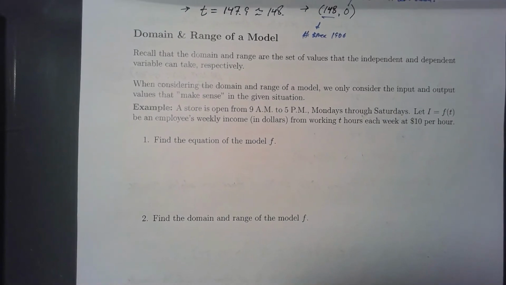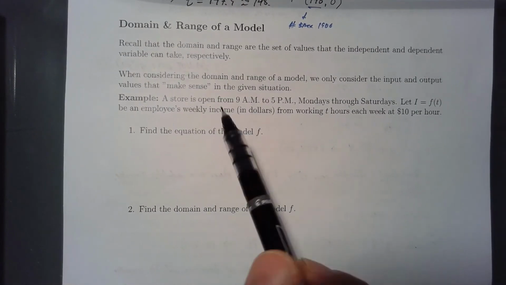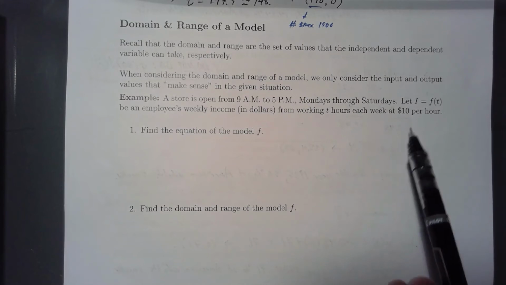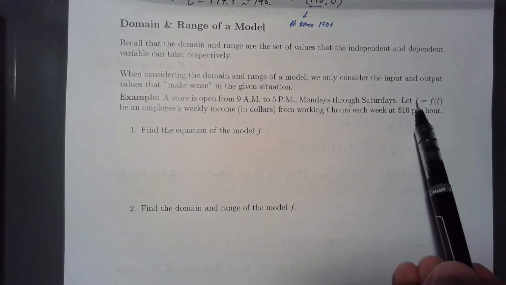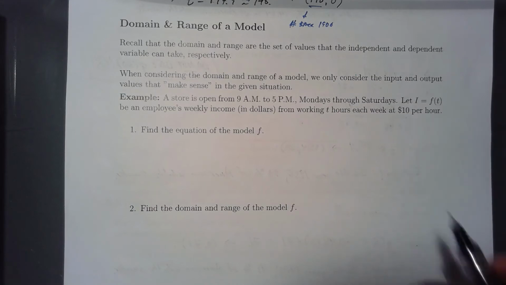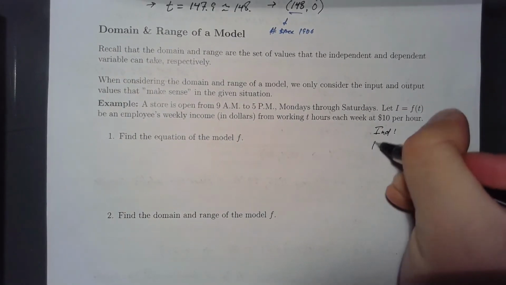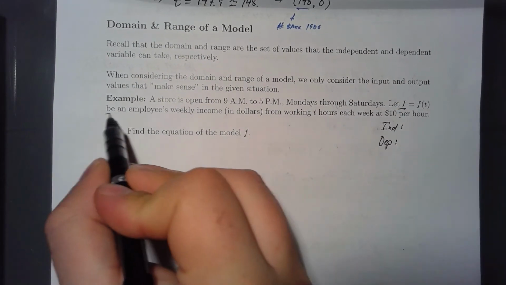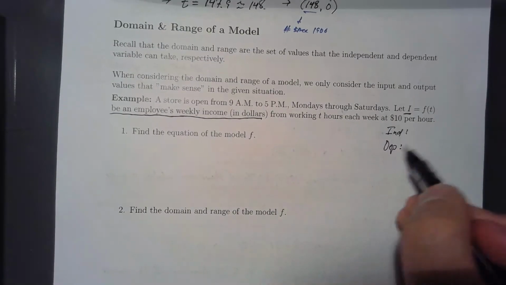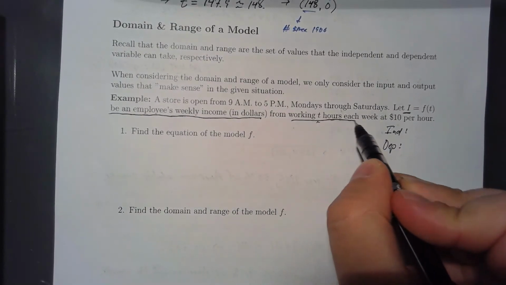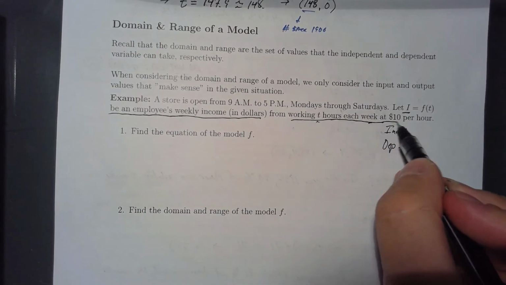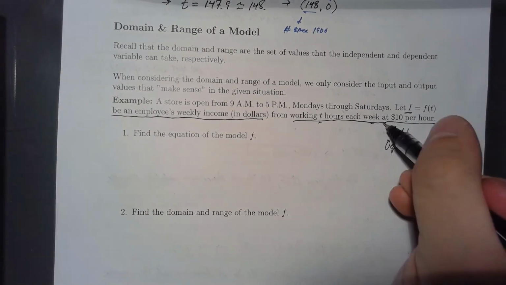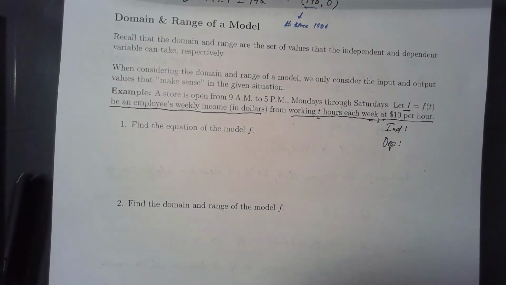Okay, so in this example, a store is open from 9 a.m. to 5 p.m. Mondays through Saturdays. Let the function be equal to I. So, let me write down independent and dependent. I is going to be an employee's weekly income in dollars, and t is how many hours, at $10 per hour. Technically, I could have cut this off right here. This is just extra information.